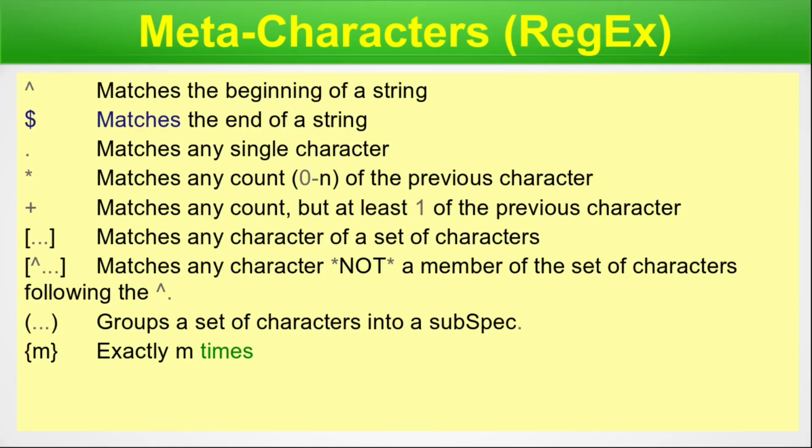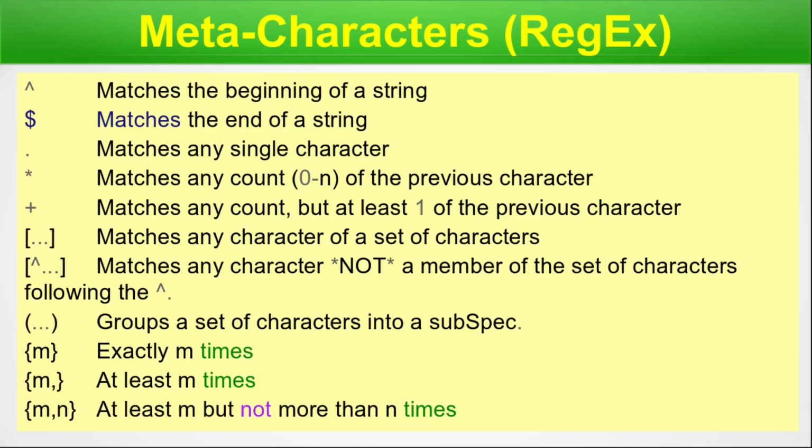Now we have the second bracket, the curly brace. If the value here is m, it exactly matches m times. M comma here means at least m times, and there is no maximum limit. Then if we have m comma n, it matches at least m but not more than n times.